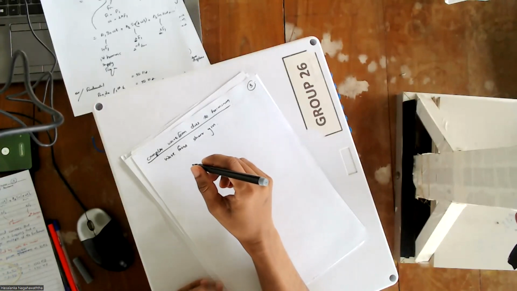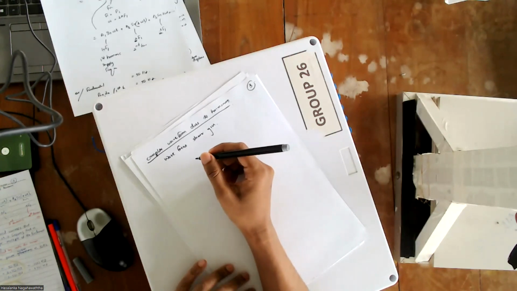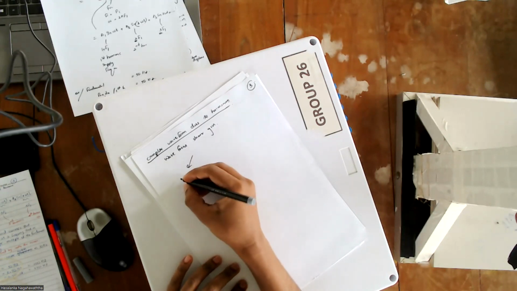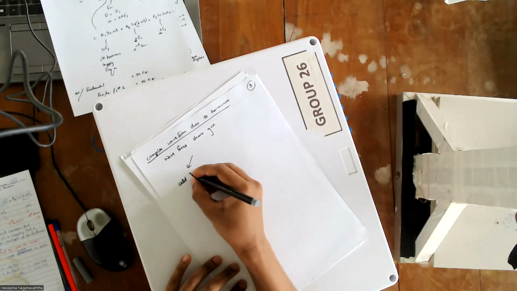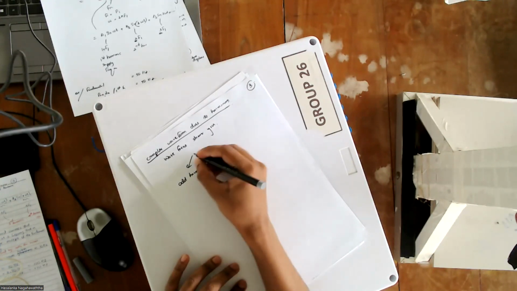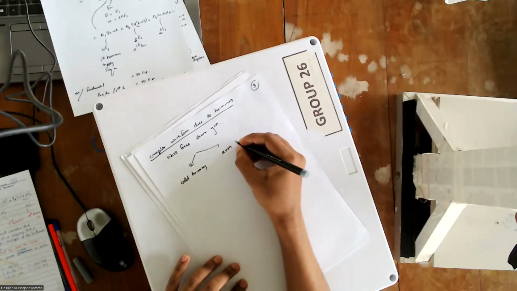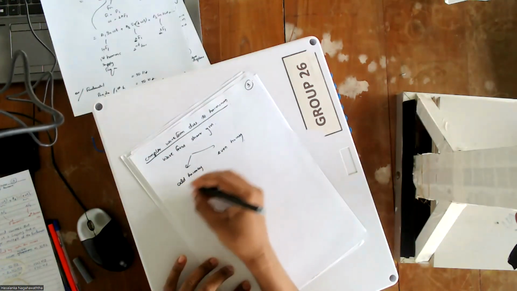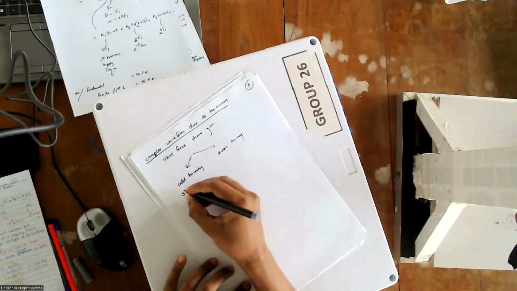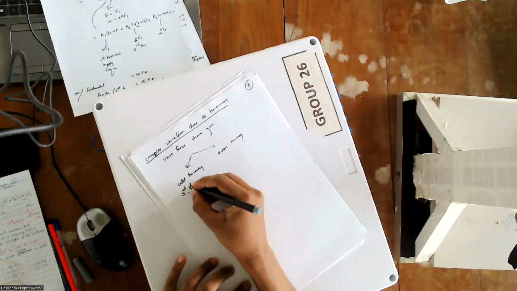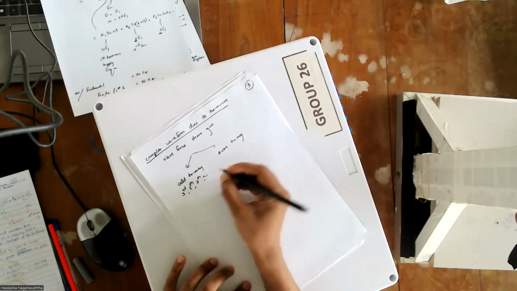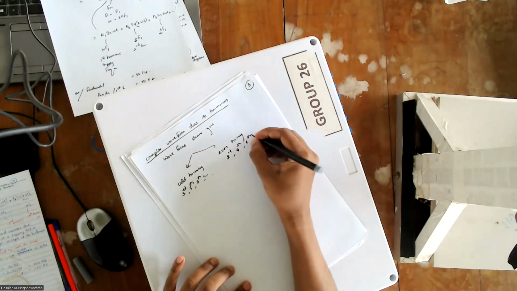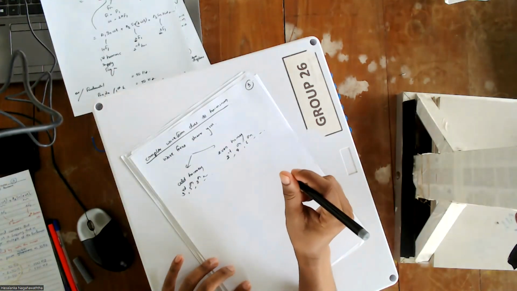In general, for symmetrical waveforms, only odd harmonics may appear. We have odd harmonics and even harmonics. Odd harmonics mean third harmonic, fifth harmonic, seventh harmonic, likewise. Even harmonics mean second harmonic, fourth harmonic, sixth harmonic, likewise.